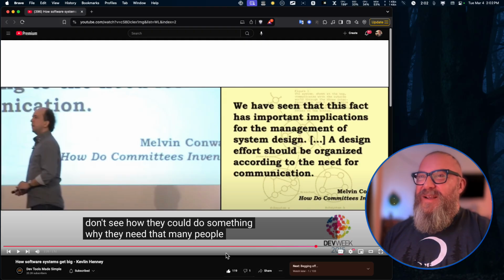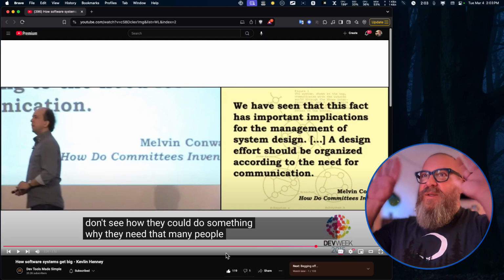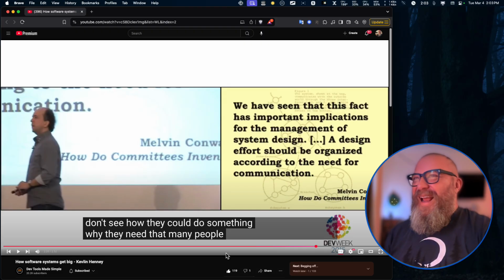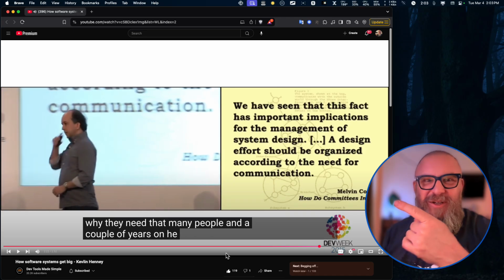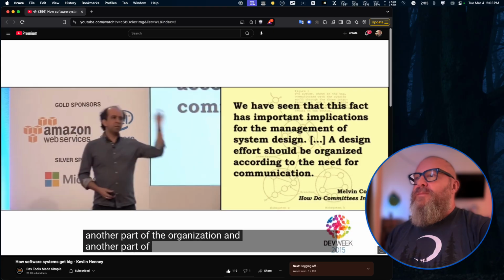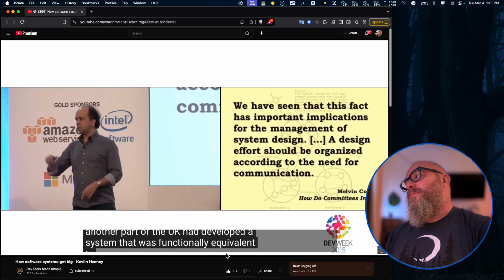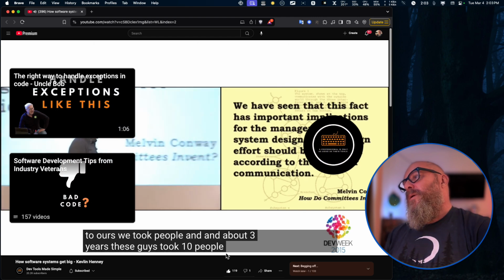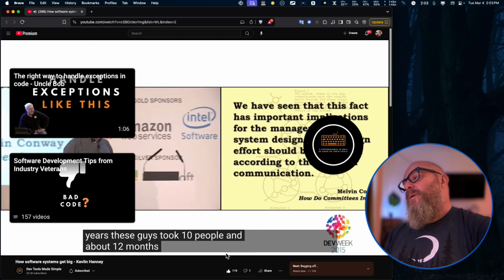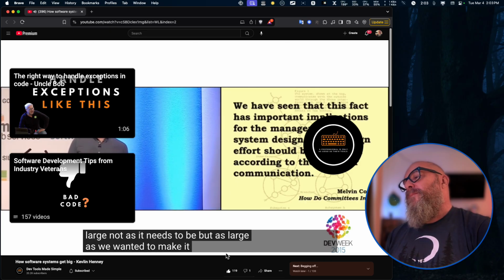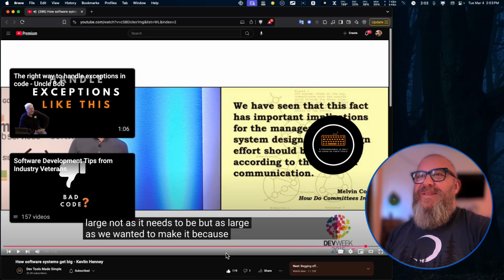This is the opportunity too, because everyone's totally blind. It's like, oh yeah, that's always the way it works. There's no other way. It's like, no, there's a different way. A couple of years on, he said, yeah, it's kind of interesting. We discovered another part of the organisation in another part of the UK had developed a system that was functionally equivalent to ours. We took 100 people and about 3 years. These guys took 10 people and about 12 months. We make a system as large, not as it needs to be, but as large as we wanted to make it, because you're working with a corporation, major, big, huge companies.